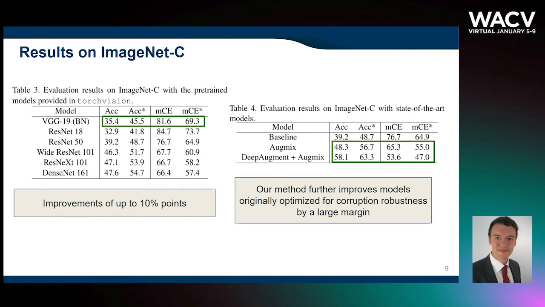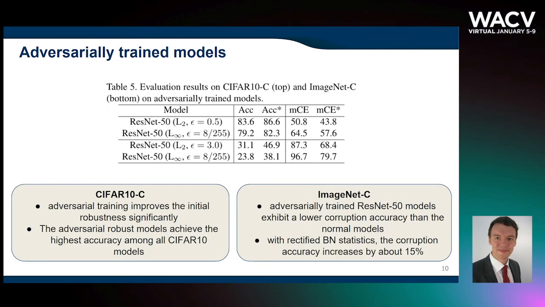Additionally, our method further improves models originally optimized for corruption robustness by a large margin. Adversarial training improves the initial robustness significantly on CIFAR-10-C, and our approach can still boost its performance by a non-trivial margin. On ImageNet-C, a great performance boost on adversarially trained models is observed. For example, our approach improved the accuracy from 31.1% to 46.9%.